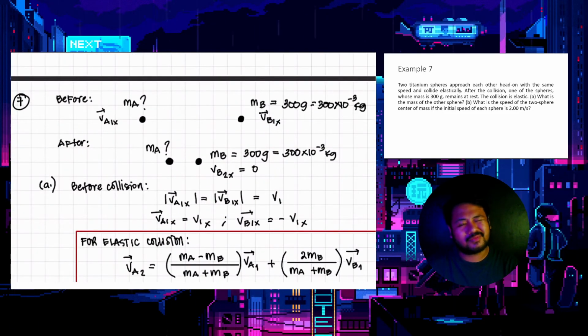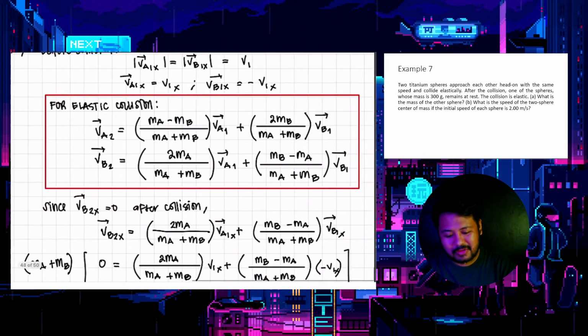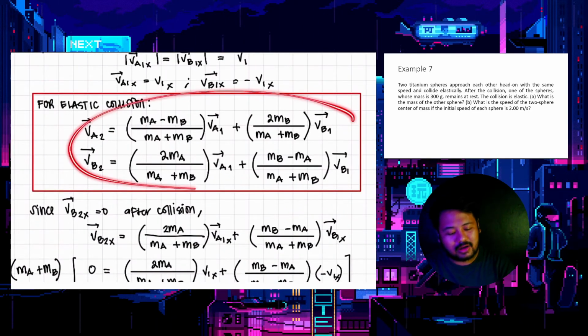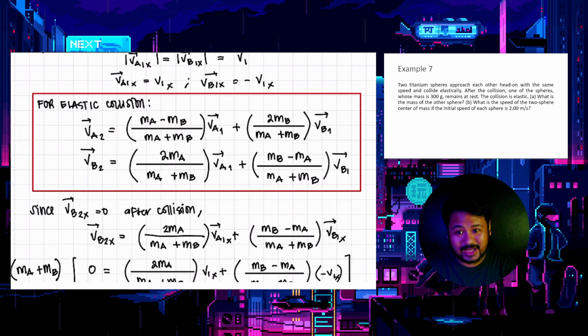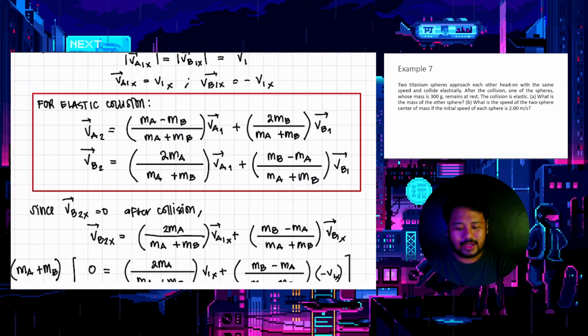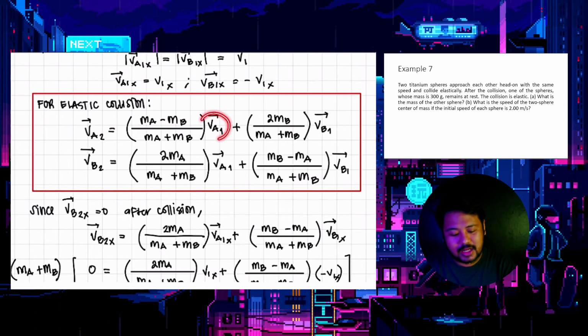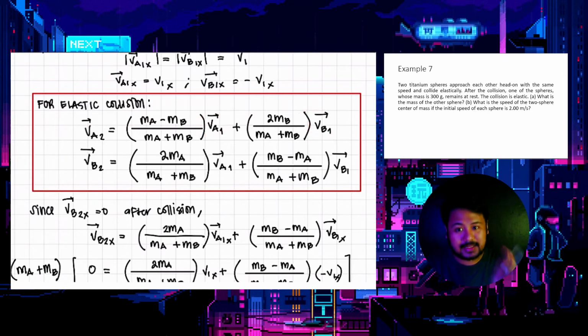Elastic collision will have very long equations, very long solutions. But we could simplify it further, wherein we could have this summary of equations. This pertains to the final velocities of our two moving objects. So we just have to know the initial velocity of the two objects and then their masses, ma, mb.